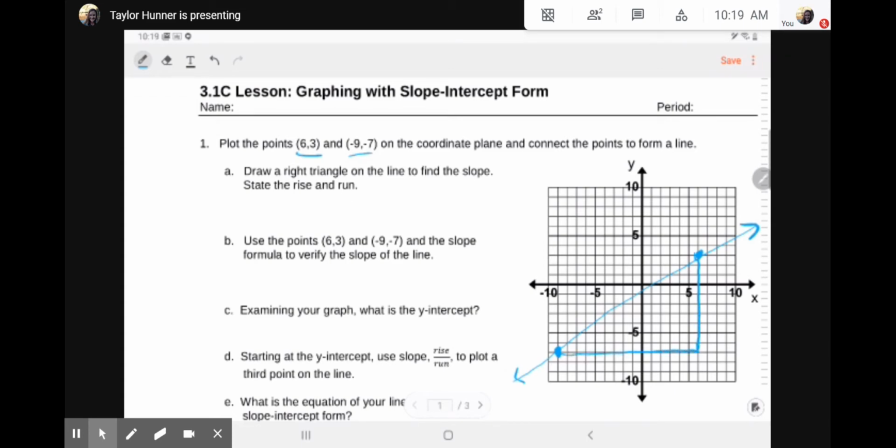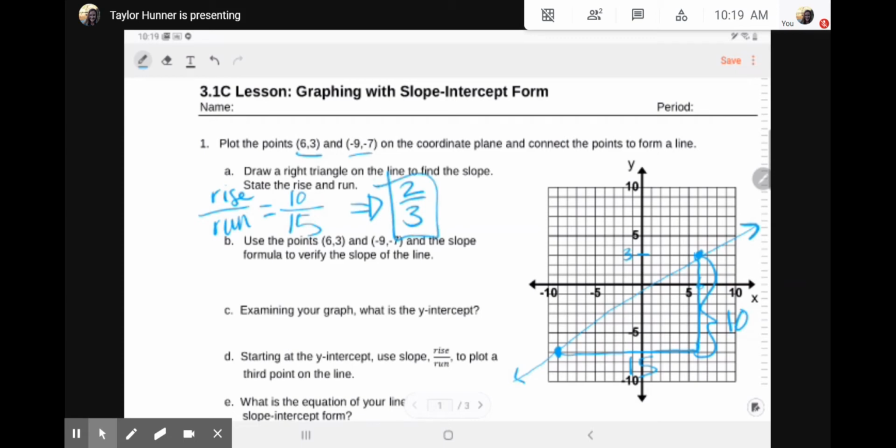If I count my rise, it is from this point 3 to this point -7. So if I were to count that, that would be a rise of 10. And then my run is from 6 all the way to -9, so that would be a run of 15. And I just double check, this line is going in a positive direction. So my rise over run is 10 over 15, which will reduce to 2/3.